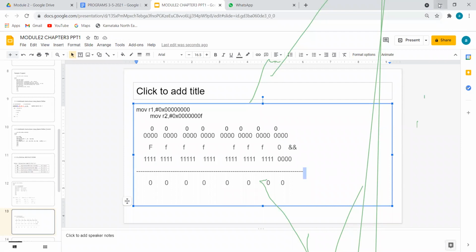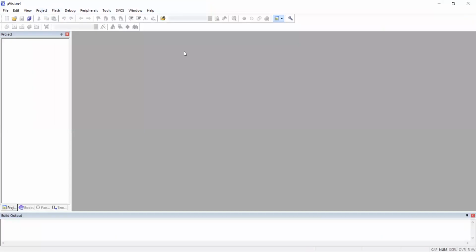Let's go for the software. Can you see the software environment now? Yes, okay.